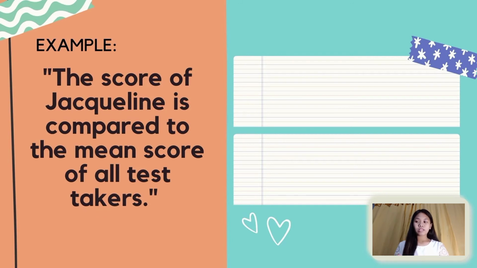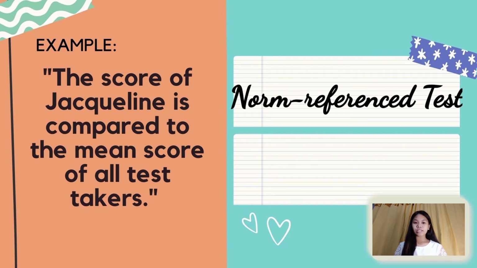So first, we must identify if it is a norm reference or criterion reference. Just answer it in your mind. The score of Jacqueline is compared to the mean score of all the test takers. Is this a norm or criterion reference? Some of you might answer criterion reference, but the answer is norm reference.